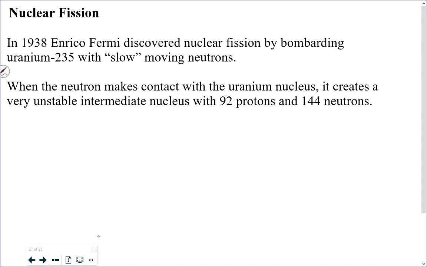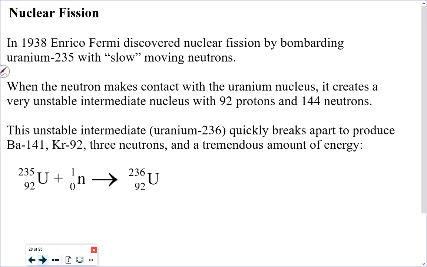So this is what happens. You get that, and that's not in your notes. I'm just pointing out to you that what you get when that slow-moving neutron enters a nucleus is you get uranium-236, which is incredibly unstable. This is not stable at all. And of course, things that are unstable change in nature to become stable.